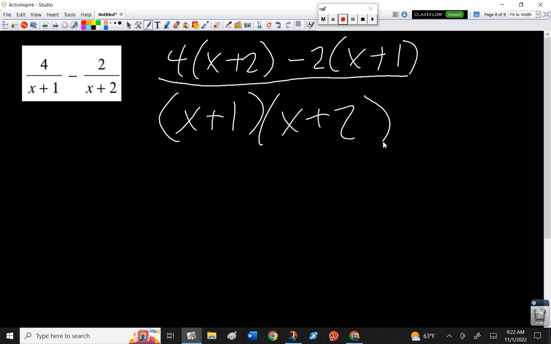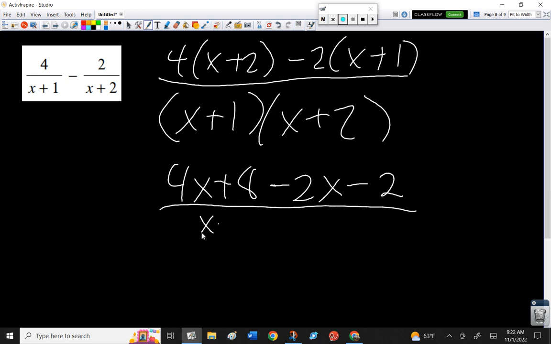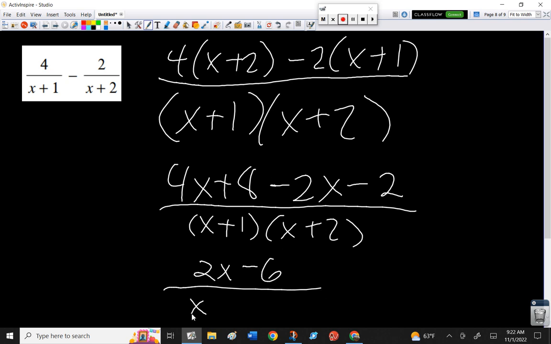Now, doing distributive property, don't forget to bring that negative with you. Negative 2x minus 2. All that's going to be over x plus 1 times x plus 2. Getting the like terms together, we'll have 2x minus 6 over x plus 1 times x plus 2. Okay. I know, it seems like a lot, but it really is not too much. I think all of y'all can do this, and it's not too difficult.